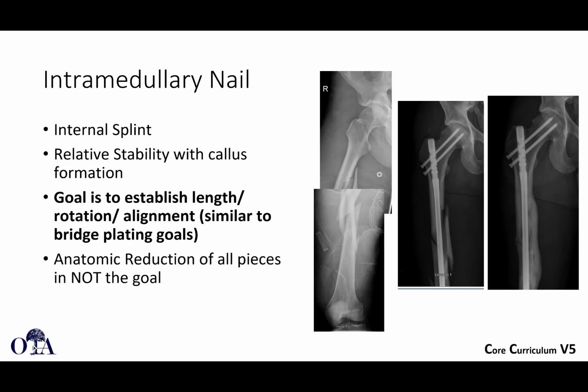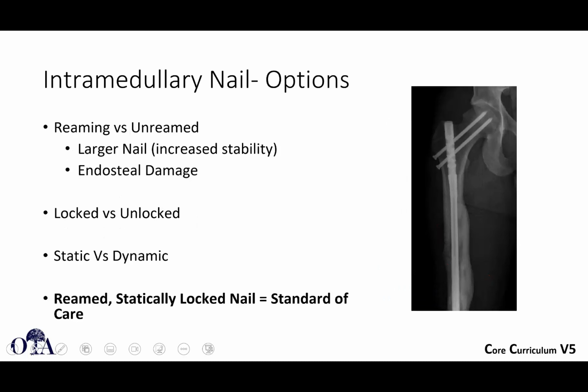Well, you can think of it somewhat as an internal splint. You also are looking to achieve relative stability with callus formation, with a goal to establish length, rotation, and alignment like you would with a bridge plate. And you're not trying to get anatomic reduction of all these pieces here. If you leave that alone and let the biology cascade of healing take place, you will hopefully get this nice callus formation seen here.